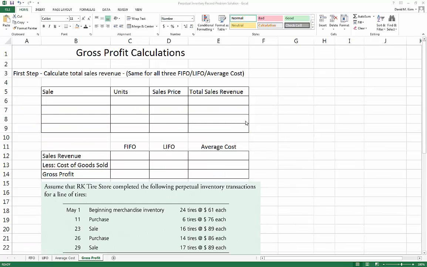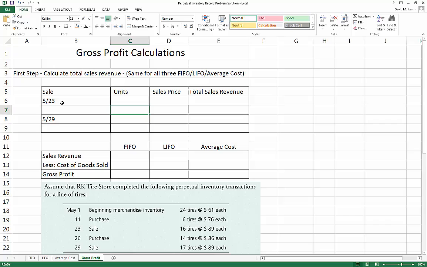Okay, so let's see how to do the gross profit calculation for this problem. The first thing we have to do is calculate our total sales revenue, and that won't be different for any of the methods. It will be constant. So the only two dates that we had sales were the 23rd, so let's do 5/23 and 5/29.